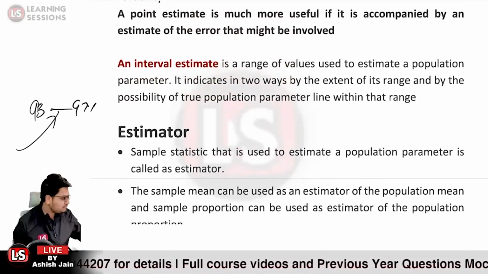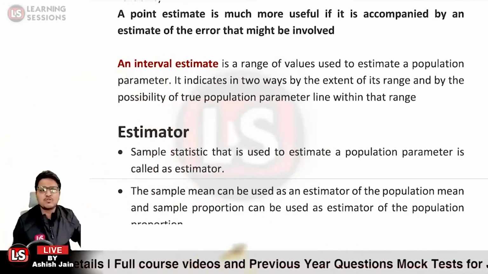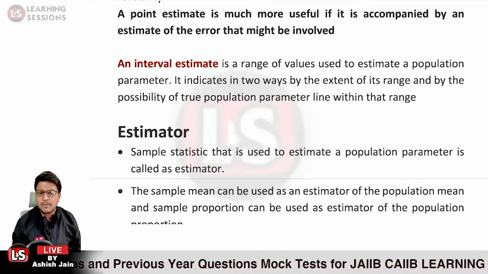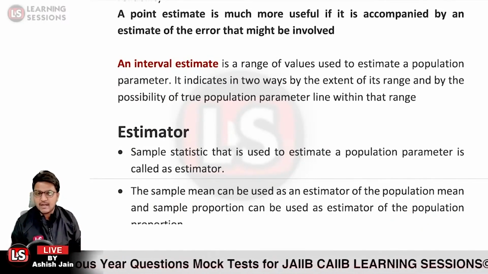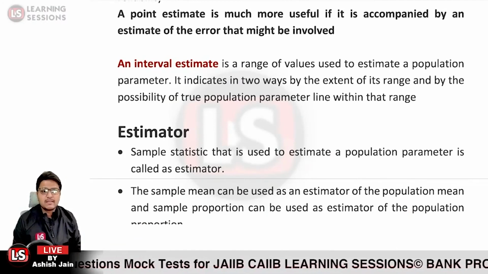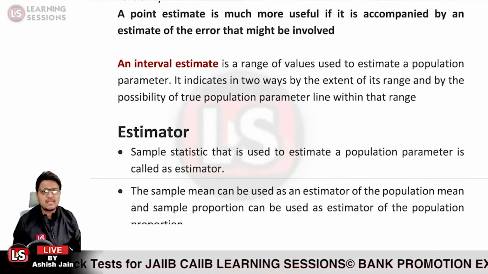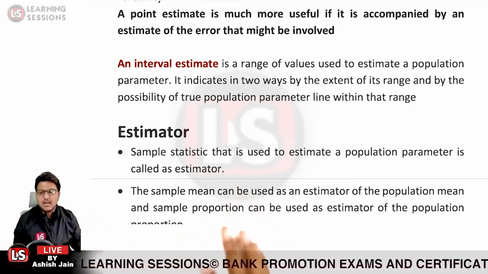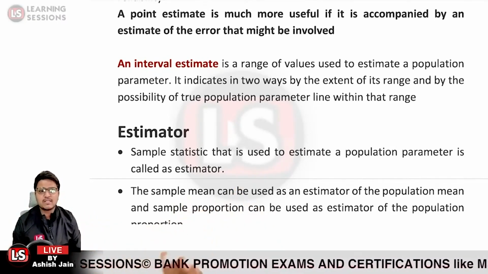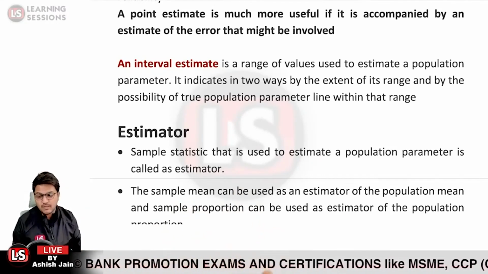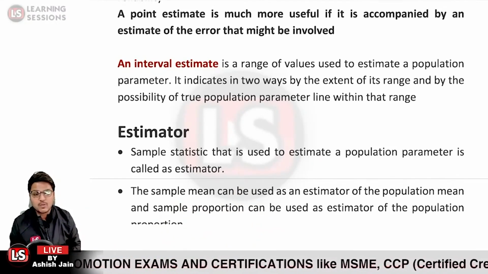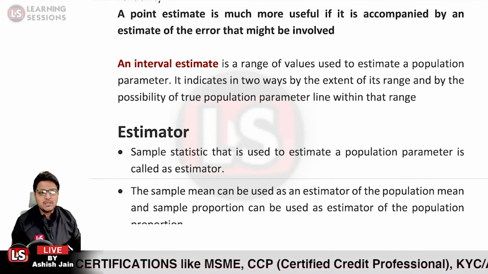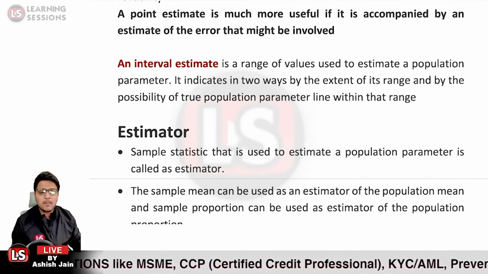Further, it is related to the estimator. A sample statistic that is used to estimate a population parameter is called an estimator. It can be in the form of the mean of the sample, or the standard deviation or standard error of the sample itself. The sample mean can be used as an estimator of the population mean. The standard deviation or standard error can also be used as an estimator, so as to estimate the population parameter. And sample proportion can be used as an estimator of the population proportion.